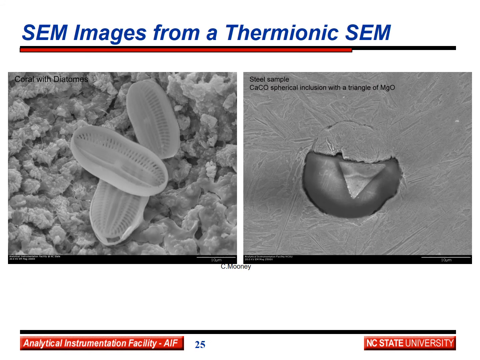Here are a couple of representative SEM images from a thermal emitter SEM. The image on the left is coral with some diatoms on it. This was collected at Hatteras by a graduate student many years ago. This particular image was taken with a 20 kV beam, and it's at 2,000 times magnification. The image on the right is a section of a steel sample that has been polished, and you can see a calcium carbonate spherical inclusion with a triangle of magnesium oxide in it. This was from a senior design project in materials science and engineering several years ago.